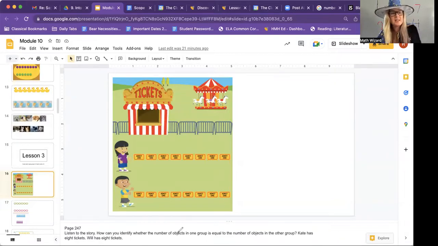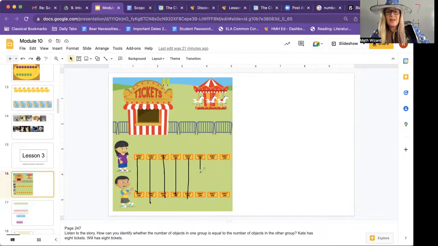Kate has 8 tickets. Will has 8 tickets. Math Wizard, you just told us they each have 8. You're right, I did. And so they have the same amount in each. So is that equal? Yes. But let's just say we're going to match them. When we had greater or less than, one group would have more or less, right? There wouldn't be any more to match it with. But here, does every object have a match? If every object has a match, then the groups are equal.